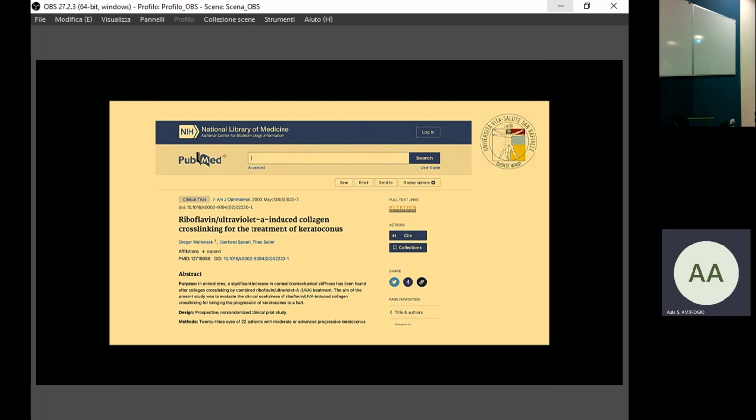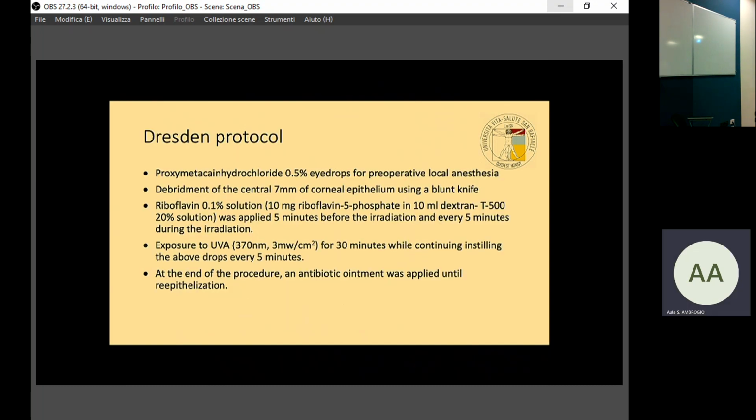But again, I'd like to underline the fact that corneal cross-linking is not utilized to improve the visual acuity, but rather to block and arrest the progression of the disease. The original protocol is also known as the Dresden protocol, which is the standard procedure, and I'll show you the video.